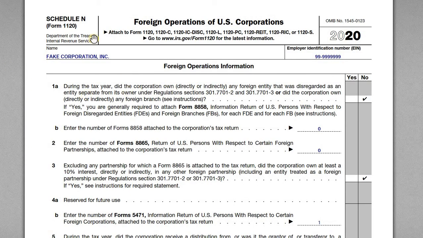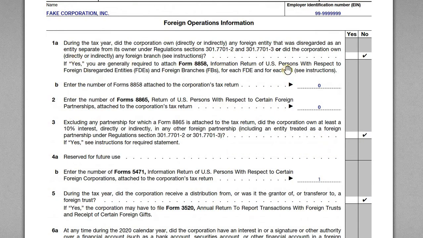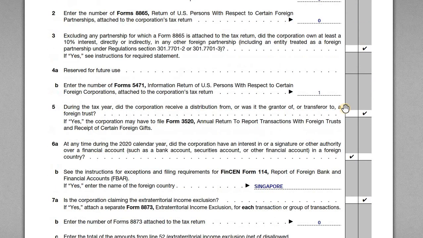Let me flip over to this. Okay, so we have Schedule N again, Fake Corporation Inc. So we look at question 1A. In this case, we're answering no, right? Because during the year, the corporation did not own an interest in a disregarded entity, nor did it operate a branch, right? Because now its activities are being conducted through a separate legal company. So no 8858s, again, no 8865s. But then when we get down to here, for B, enter the number of 5471s, we have one, right? So we are operating overseas through a foreign corporate subsidiary. And so we've got a 5471 that's included.